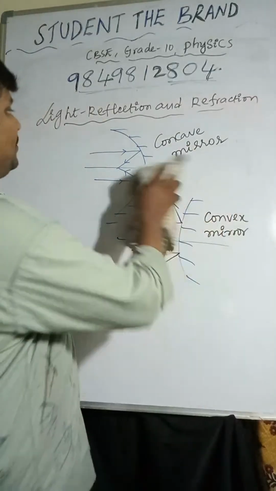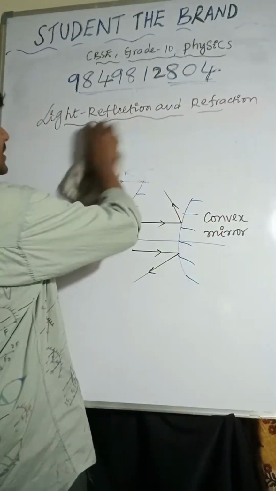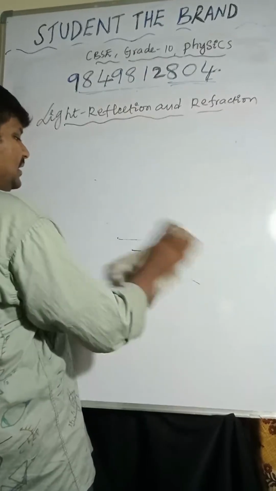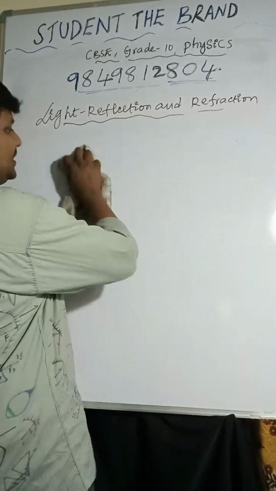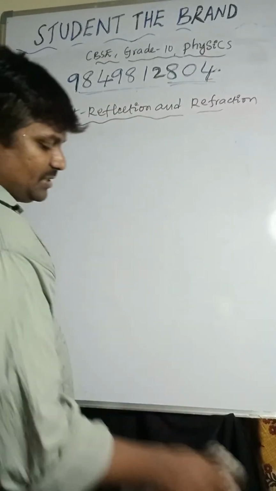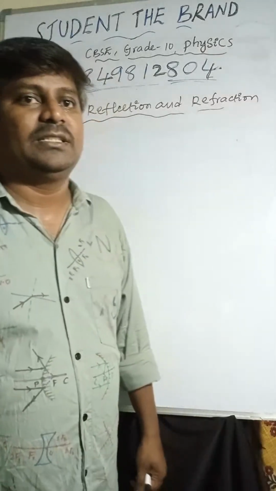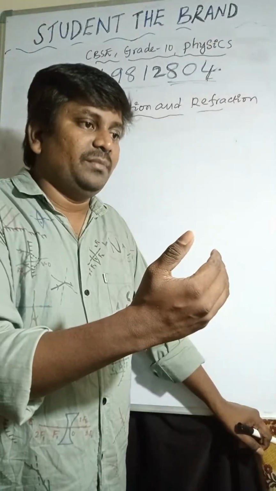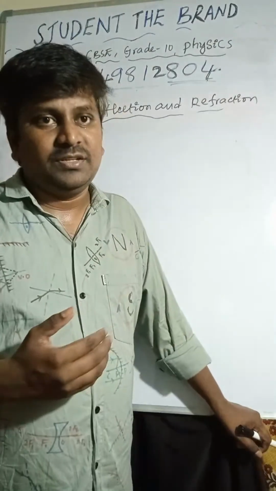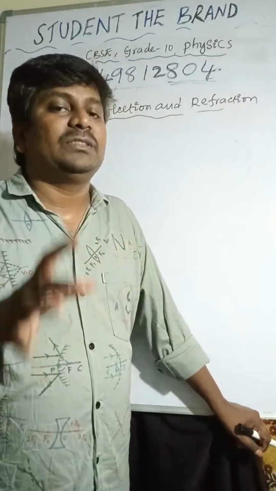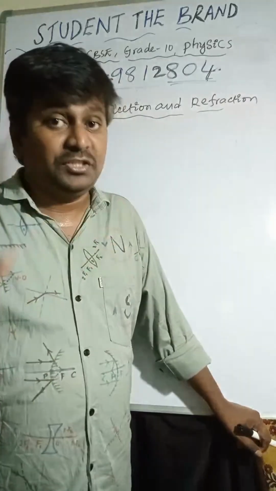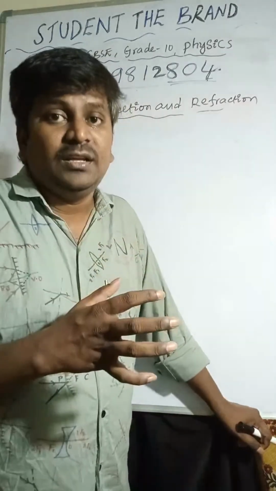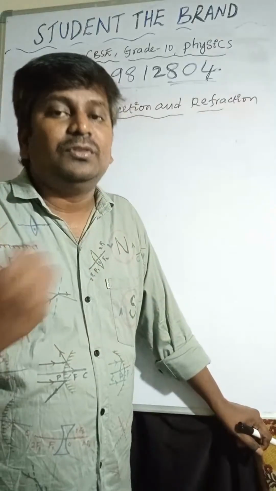Now we will discuss ray rules of concave mirror and convex mirror. After that, sign conventions are very important, and then image formations. While doing problems, sign conventions play a very crucial role. You have to understand each and every point thoroughly, then only you will be able to do the problems.